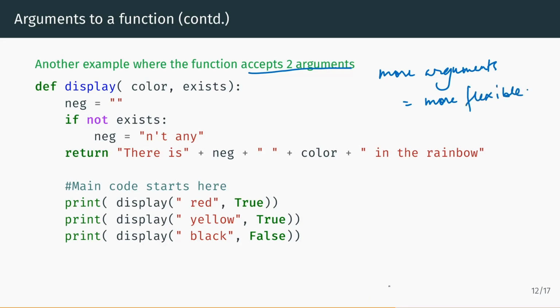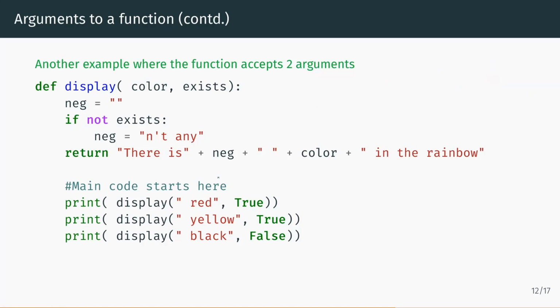Okay, so in this example, this takes two arguments, a color and exists, and all it does, based on whether or not you pass true or false to this exists variable, is either print there is color in the rainbow, or there isn't any color in the rainbow, right? So let's try and work out what's happening here, what's happening in this function call.